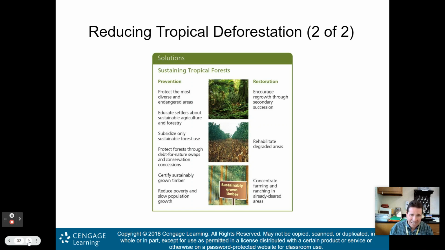All right, this is going to be the last slide for part one here, but again, a great chart: solutions for sustaining tropical forests. Again, I would know a little bit about this so that you can use it on an FRQ. Prevention: protect the most diverse and endangered areas, educate settlers about sustainable agriculture and forestry, subsidize only sustainable forest use, protect forests through debt for nature swaps, certify sustainably grown timber, and reduce poverty and slow population growth. How do we restore these forests? Encourage regrowth through secondary succession, rehabilitate degraded areas, and concentrate farming and ranching in areas that have already been cleared.